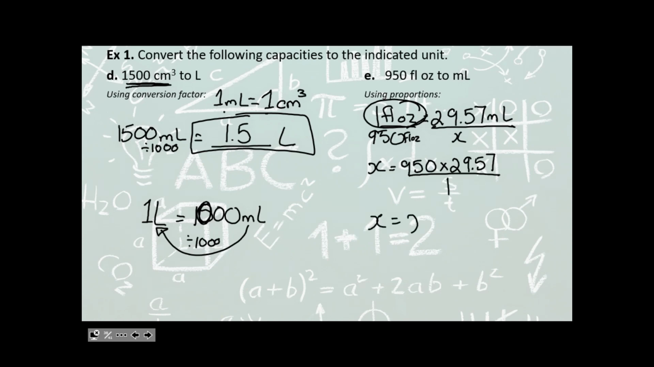So x is equal to 28,091.5 milliliters. So that's saying that 950 fluid ounces is equal to 28,091.5 milliliters.